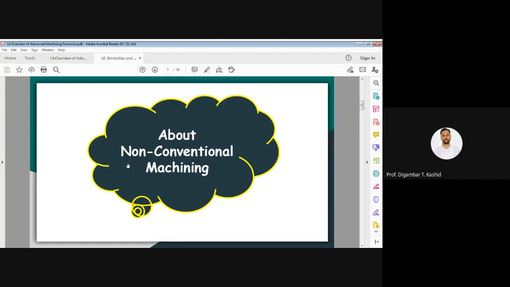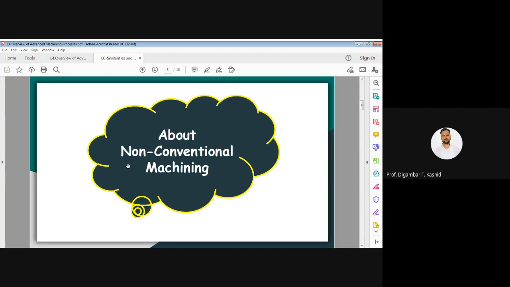Now, what is non-conventional machining? In non-traditional or advanced machining processes, neither shearing nor chip formation occurs. In fact, these processes do not even utilize a so-called cutting tool. Whatever tool I have mentioned in EDM or ECM, these are electrodes, and that is different from the cutting tool in the traditional way. So in non-conventional processes, cutting tools are not utilized.